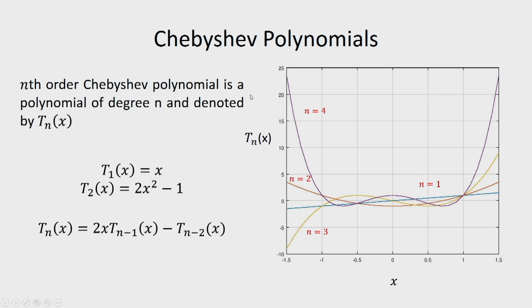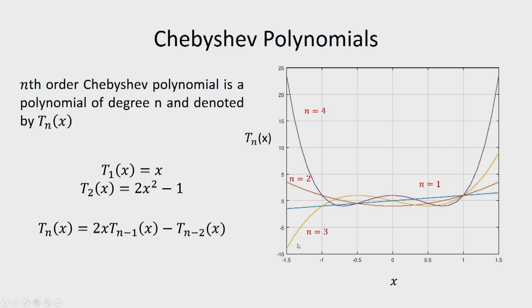Nth order Chebyshev polynomial is a polynomial of degree n and denoted by T n x. Here we have T 1 x is equal to x, T 2 x is 2 x square minus 1, and we can calculate T n x from T n minus 1 x and T n minus 2 x. T n x is equal to 2 x T n minus 1 x minus T n minus 2 x.